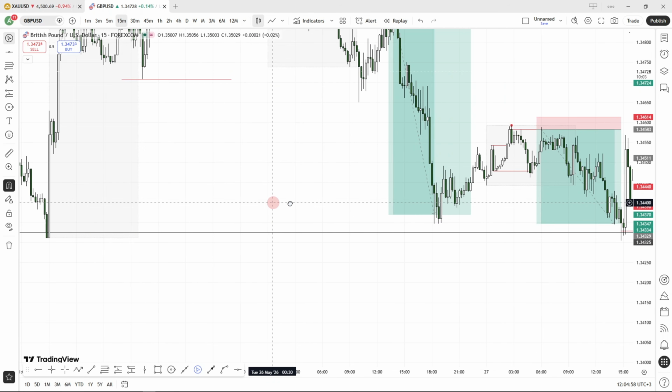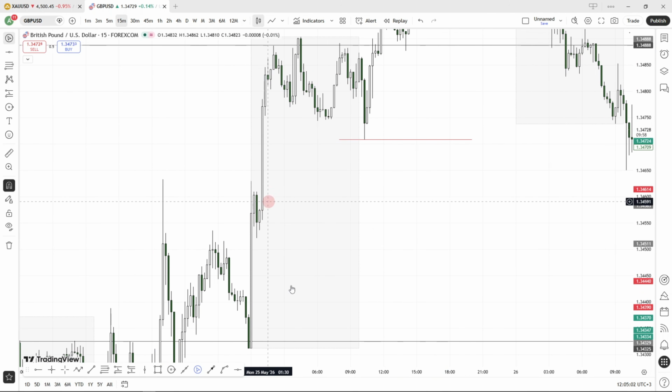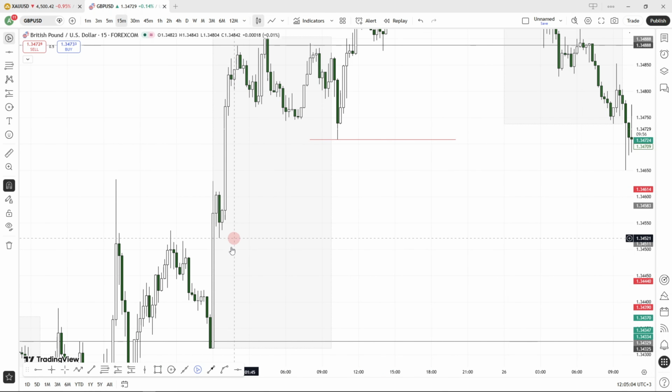So on the 15 minutes, what did we see? To the left of the chart, we saw this kind of fair value gap. We can see this massive fair value gap, and we can see this mitigation. Once it was mitigated, it gave us a break of structure.